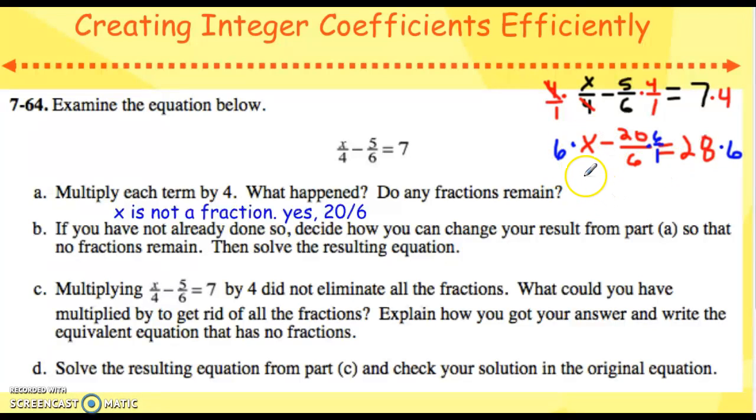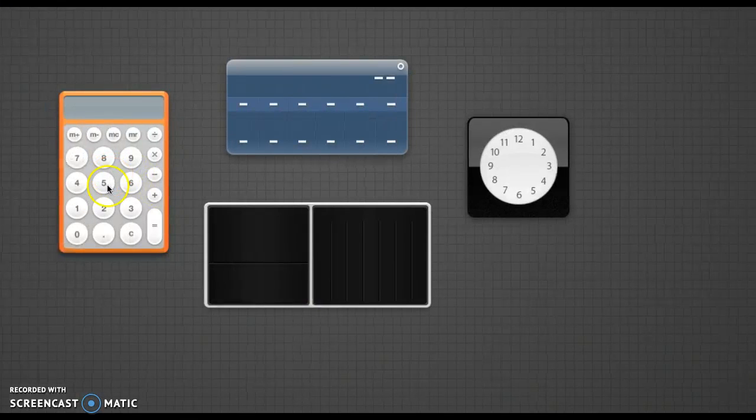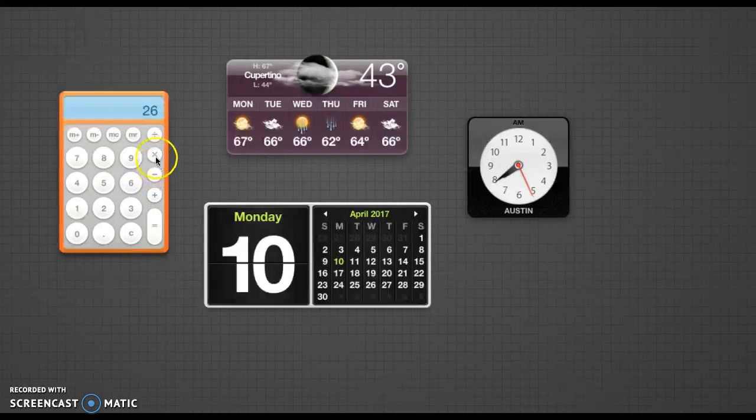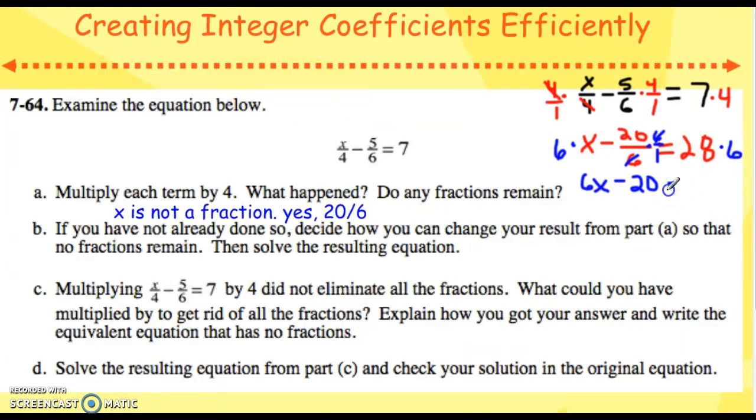I have to make each part 6 times bigger. Okay, so here I'm left with 6x minus, and then 6 over 6. Those simplify because that's what my goal was. And then I'd be left with 20 over 1, which is the same as 20. And then 28 times 6, I'm going to use my calculator. 28 times 6 equals 168. So I'm going to go back here.